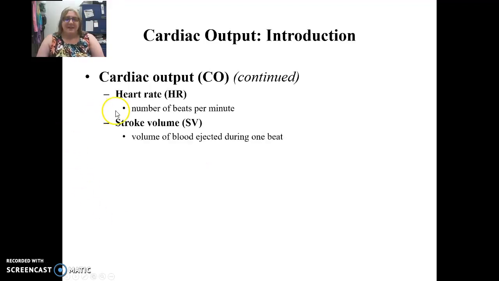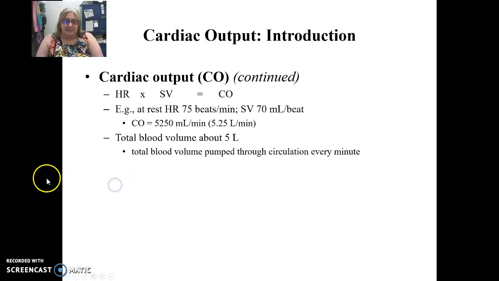So the heart rate is the number of beats per minute, and in a healthy heart, typically the heart will beat about 75 times per minute. The stroke volume is the amount of blood ejected during one heartbeat. And in a healthy adult, again, at rest, it's about 70 milliliters of blood per beat. This can change depending on the health of the individual.